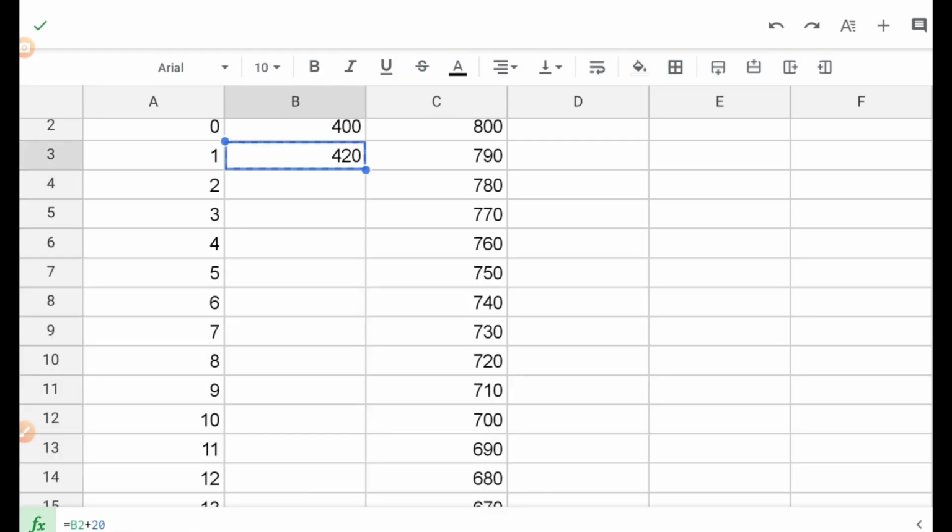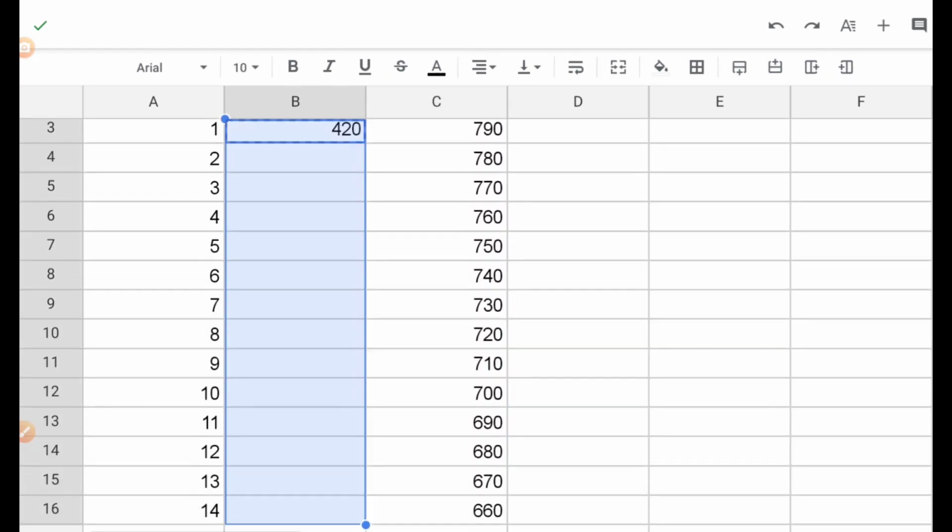Okay, let's see if I can drag this rule down over and over again. Let's see if it works.